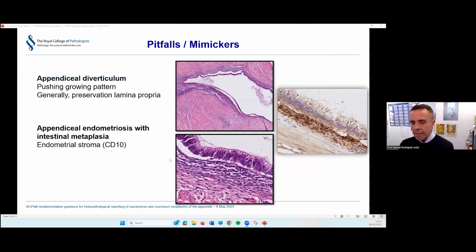Another mimicker of LAMN, everyone knows, is diverticular disease, again, it's very low-grade morphology. In general, you have a little bit of lamina propria that's preserved. And the other thing, just remember, and we have seen a few cases, is endometriosis with intestinal metaplasia. They look like LAMN, and what you have to look at is the endometrial stroma, either with just a standard H&E or with CD10.